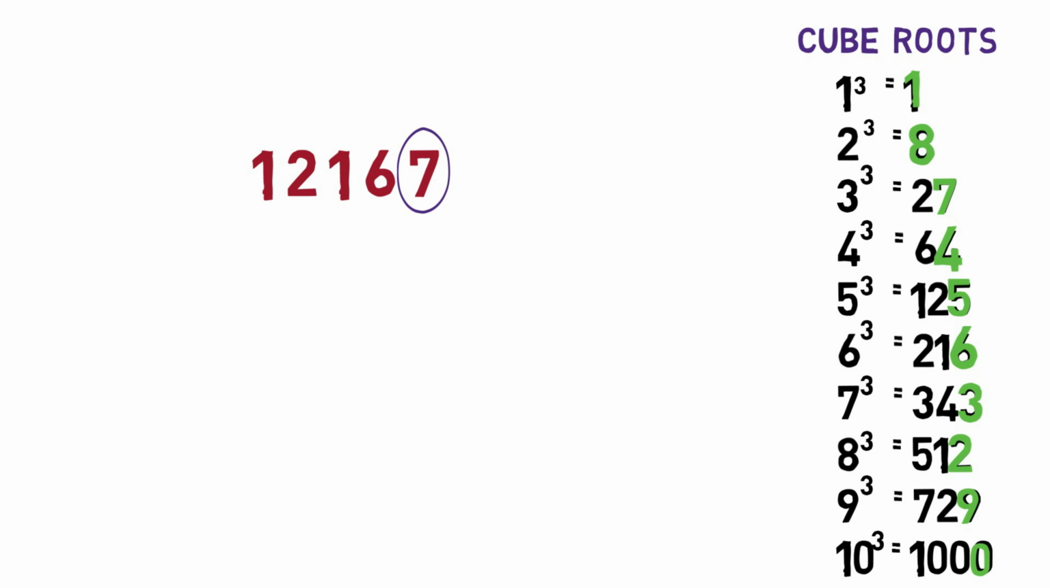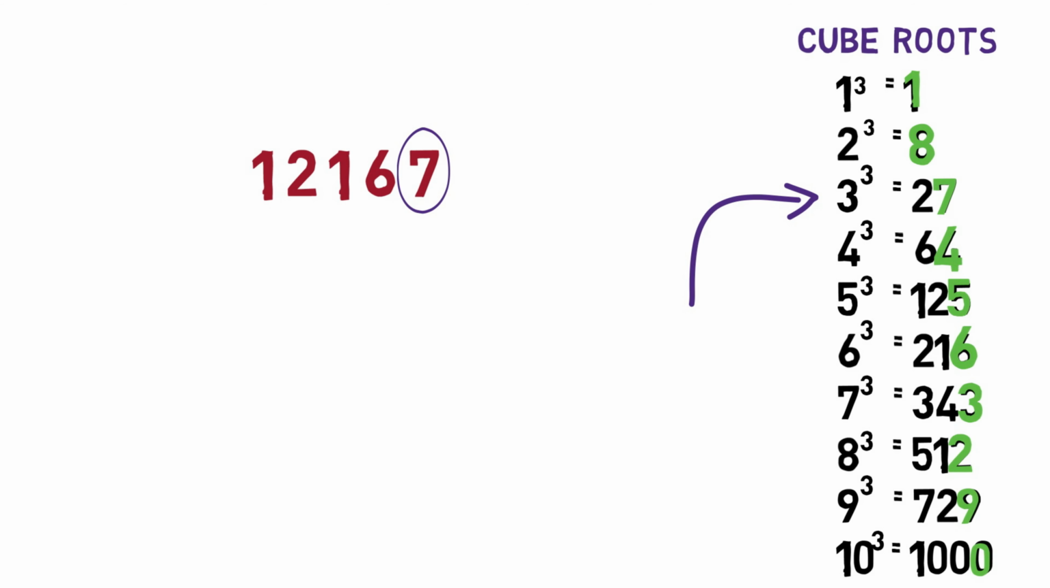Here, we look at the very last digit and look for that same digit at the end of these cubes. The number 27 has 7 in the end, and it corresponds to the cube root of 3. So, our answer ends in a 3.